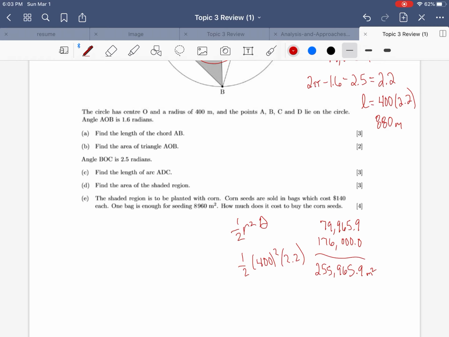And the last part says that the shaded region is to be planted with corn. Corn seeds are sold in bags, which cost $140 each. One bag is enough to seed 8,960 meters squared. How much does it cost to buy the corn seed? So this is a simple problem. One bag will cover 8,960. So we have to divide to see how many bags we need.